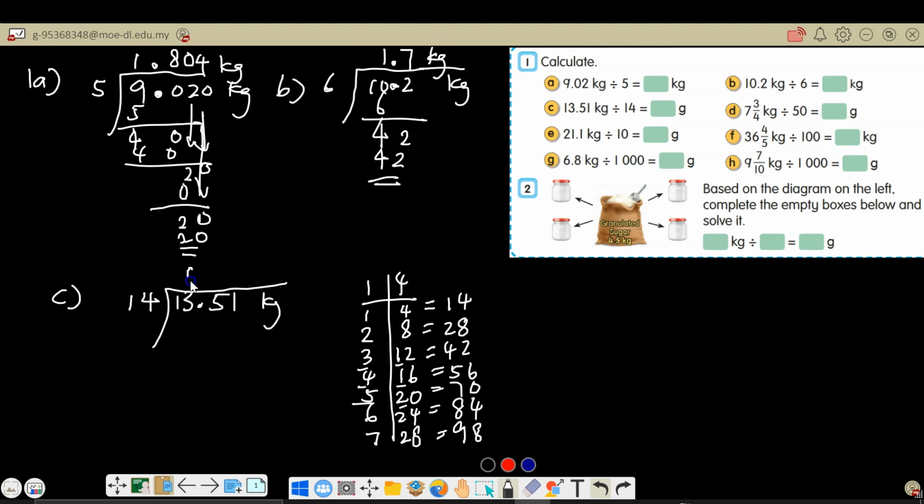Now 13 is smaller, so we just write 0. 0 times 14 is 0. Balance 13. Check, make sure it's smaller than 14. Bring down 5. Now you see that we don't have enough. So we have to continue here.